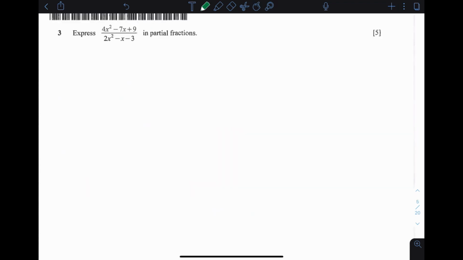Okay. Question 3. Partial fraction here. Well, check that there is a power of 2 here and power of 2 here. The powers are equal. If the powers are equal or the numerator power is greater than the denominator, we need to do a long division. So the first step is actually to long divide this.